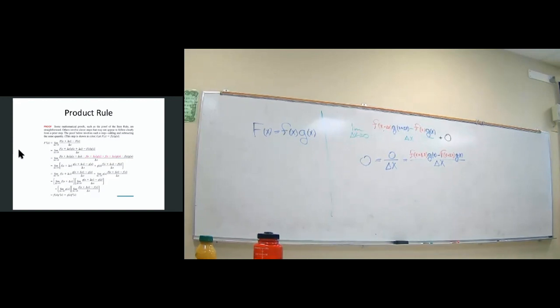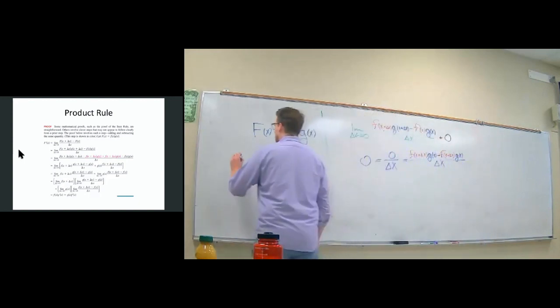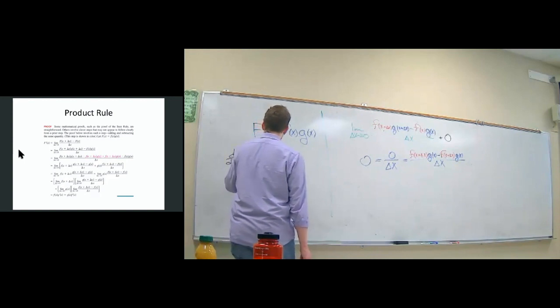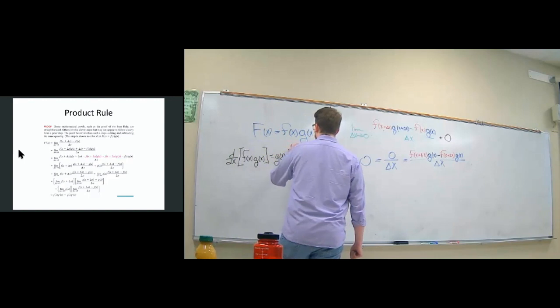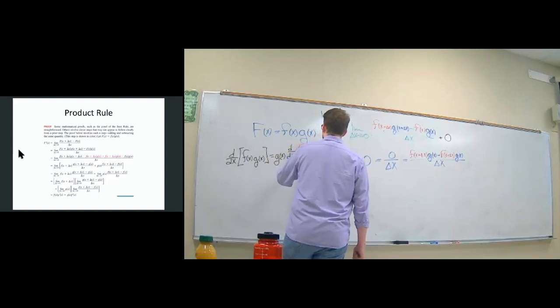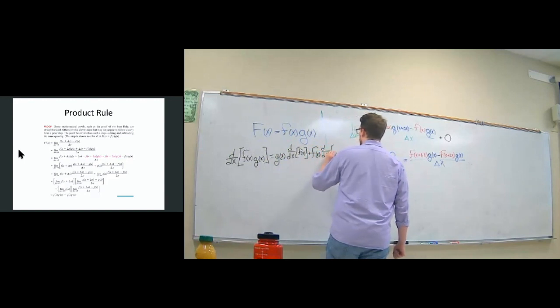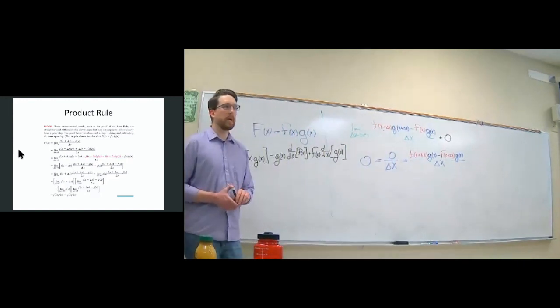In the end, it all reduces down to one nice final statement that says the derivative of f of x times g of x is equal to g of x times the derivative of f of x plus f of x times the derivative of g of x. This is the product rule.